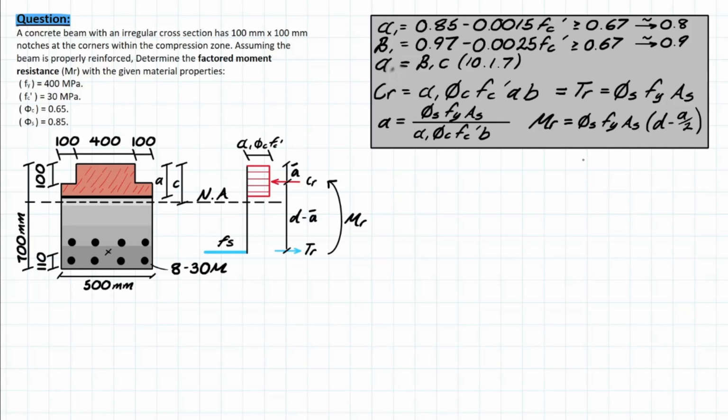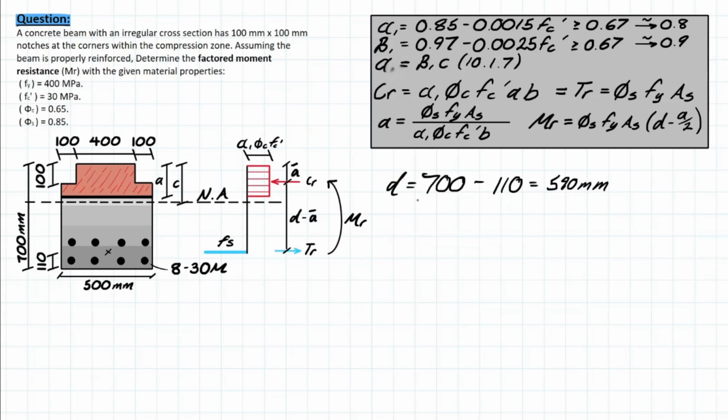So the first one in this moment resistance formula is the d, which is the effective depth, and that's going to be the total height of our cross section minus the distance to the centroid of this area of reinforcement. So we're going to have 700, that's going to be subtracting that 110 at the bottom. And that is going to give us 590 millimeters.